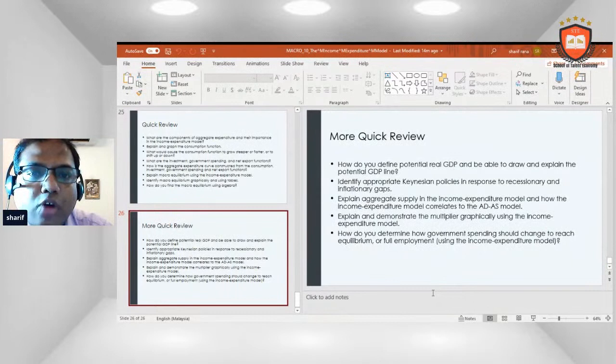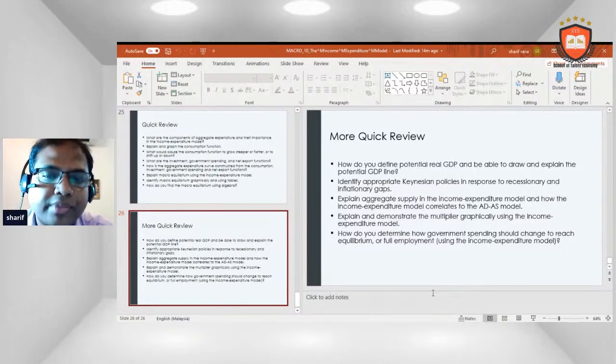How do you define potential real GDP, and how can you draw and explain the potential GDP line? Identify appropriate Keynesian policies. Explain aggregate supply in the income expenditure model. Explain and demonstrate the multiplier graphically using the income expenditure model. How do you determine how government spending should change to reach equilibrium or full employment?